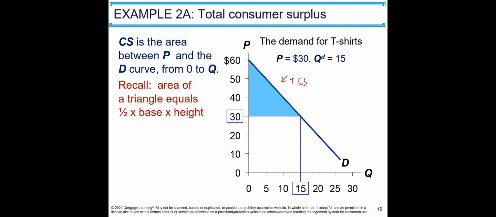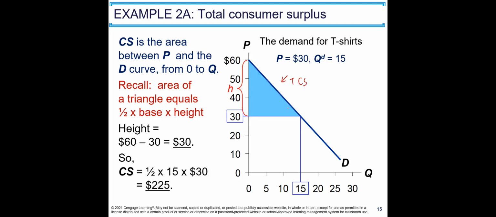The blue shaded area is a triangle. If you remember, the area of a triangle equals 1/2 times base times height. Given this formula, we can find the height. Height is 60 minus 30, which is 30. And the base is 15, right? You can see here 15. And then consumer surplus is 1/2 times 15 times 30, which is 225.